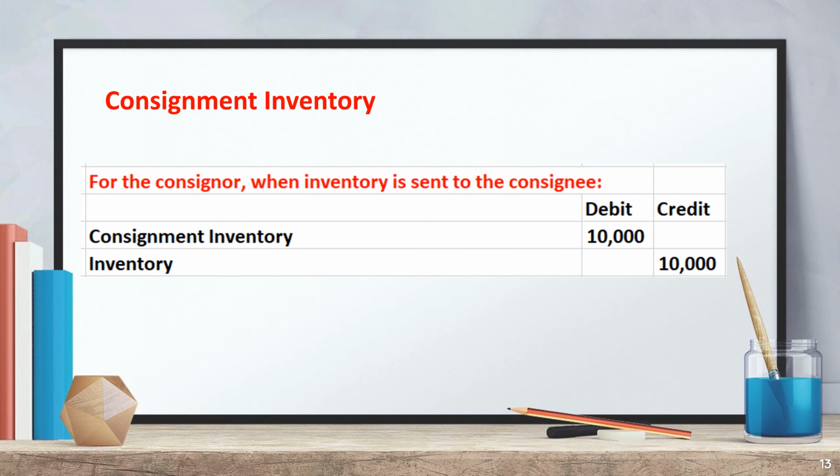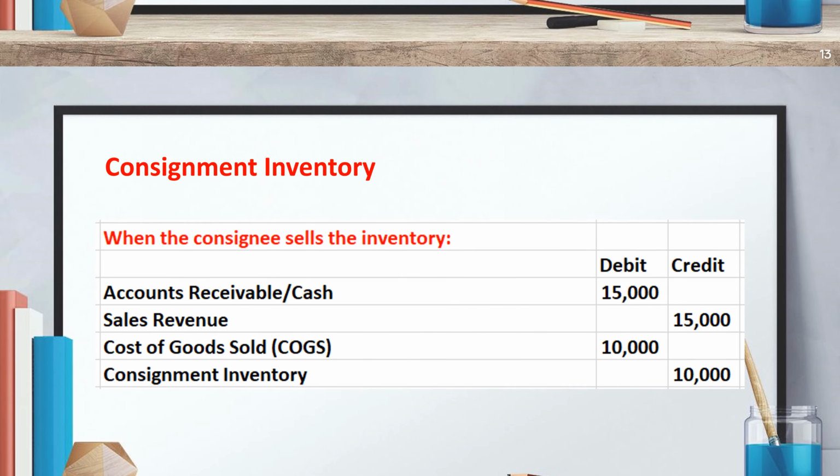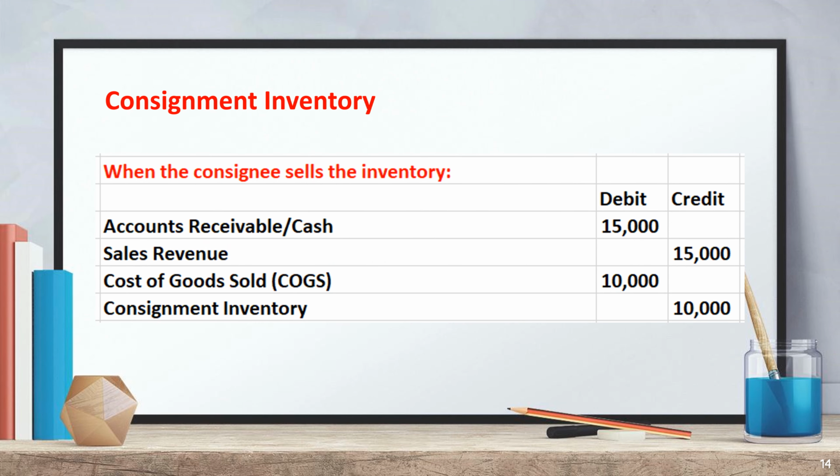When inventory is held on consignment, it is not recorded as inventory by the consignee until it is sold. For the consignor, when inventory is sent to the consignee, here is the journal entry. When the consignee sells the inventory, here is the journal entry. And there you have it.